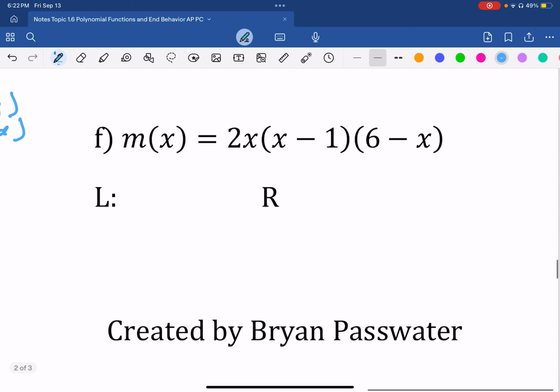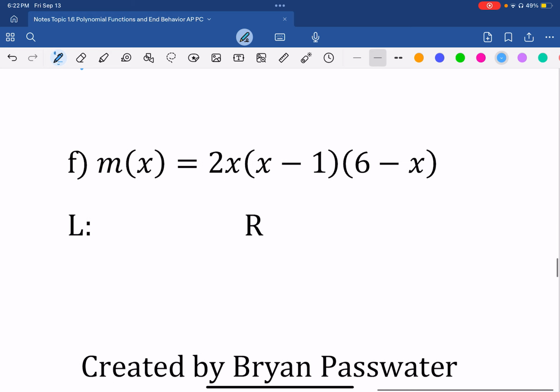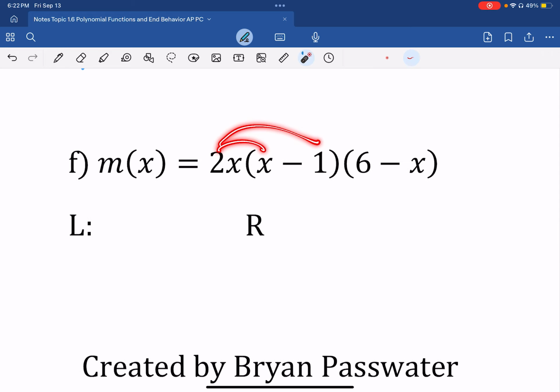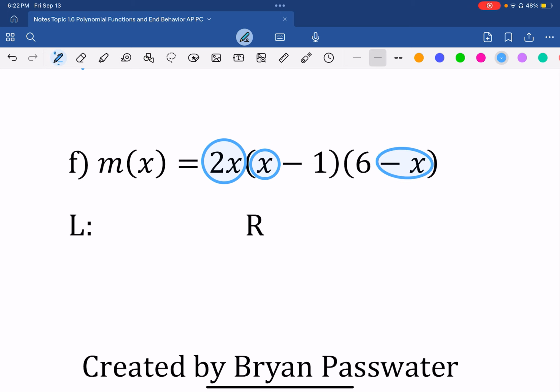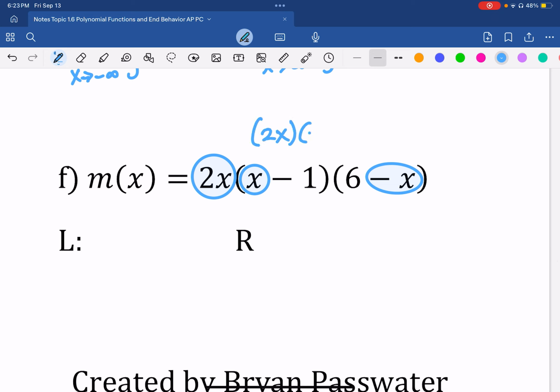Okay, last one. So again, this one is in factored form. If you want to, you can distribute this and multiply everything out and get it in standard form, but you only need the leading term. So to find the leading term in factored form, you can get the leading term of each individual factor and multiply those together. So 2x is the term by itself. Between x and -1, x is bigger. And between 6 and negative x, negative x is bigger. So what I'm going to do is 2x times negative x. Okay?